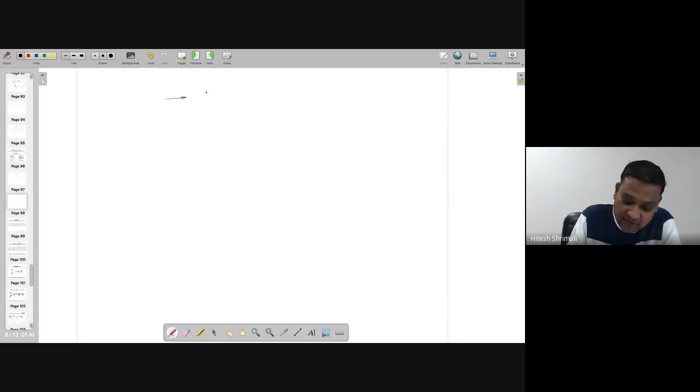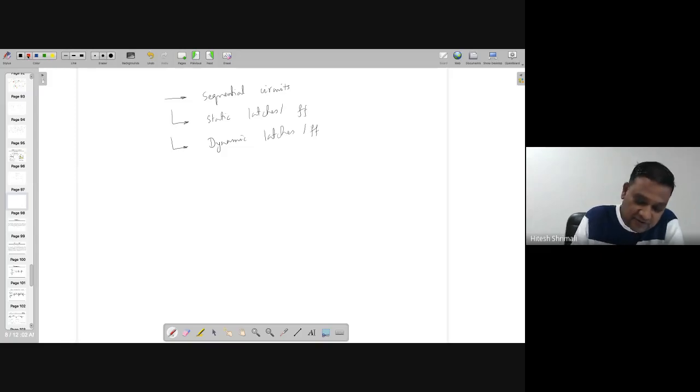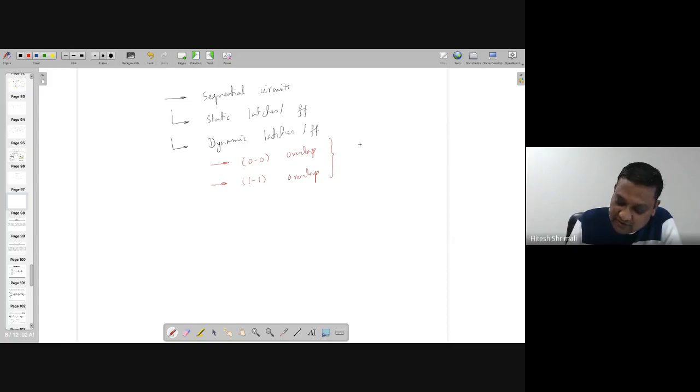So we were studying sequential circuits, in which we have studied static latches and flip-flops. Also we have studied dynamic latches and flip-flops. In dynamic latches and flip-flops, our major concern was the 0-0 overlap, or maybe the 1-1 overlap. To remove this, we have used overlapping clocks.